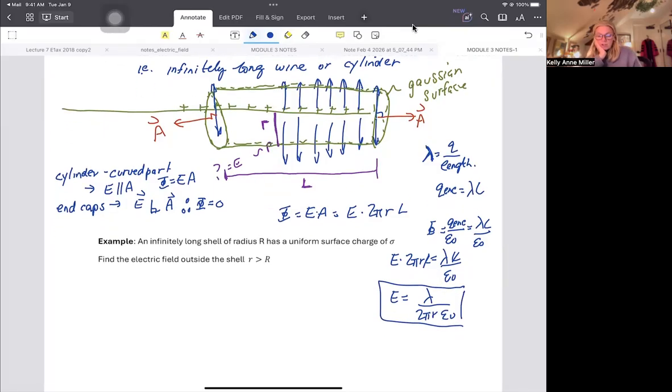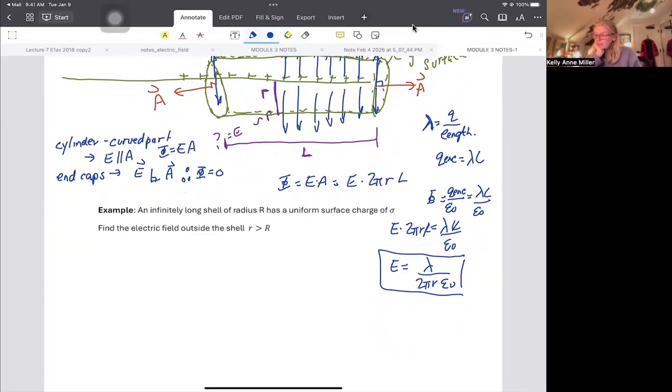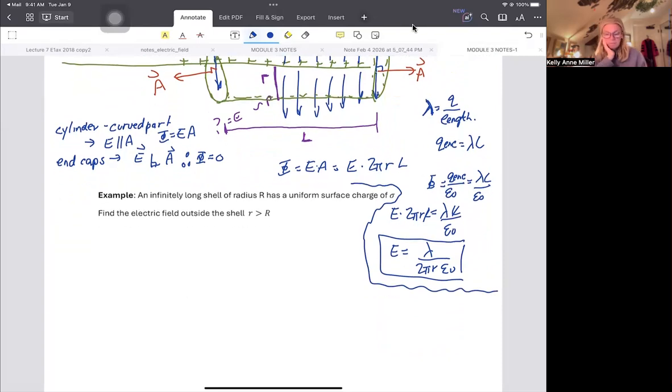Okay, so this example. Oh, this example is different. I'm sorry. Yeah, I was like, oh no, I've done the same example twice. Okay, so let's look at this example.